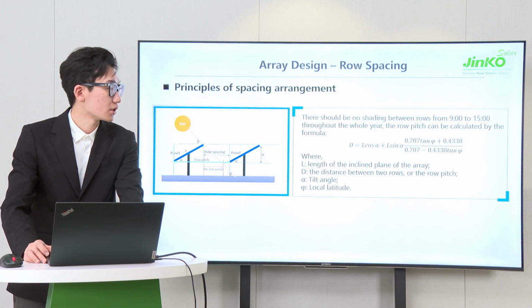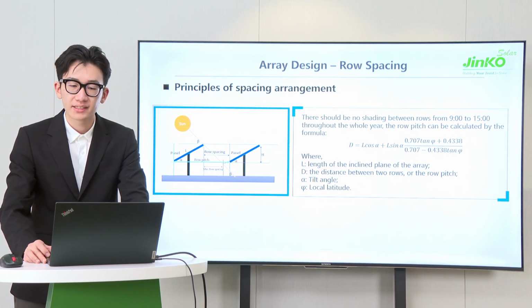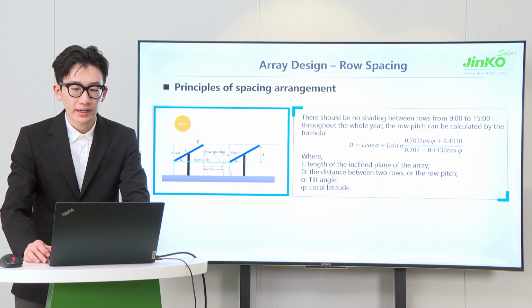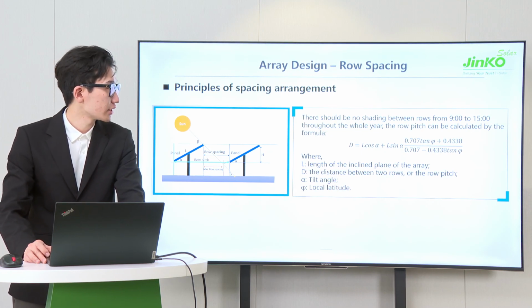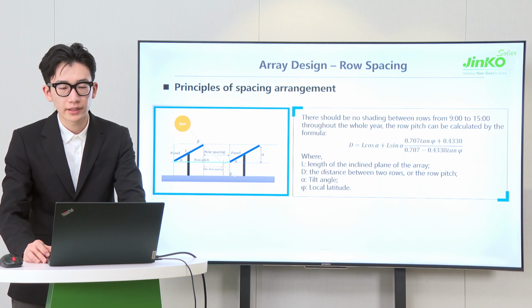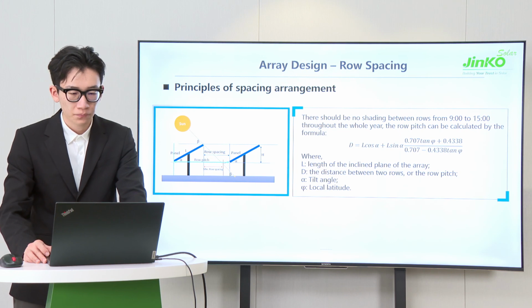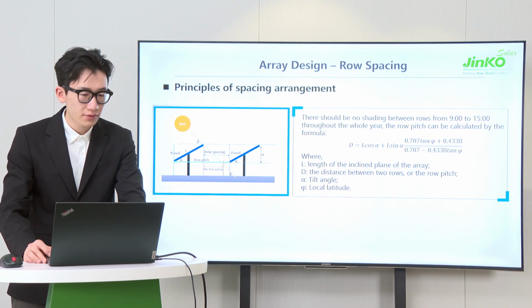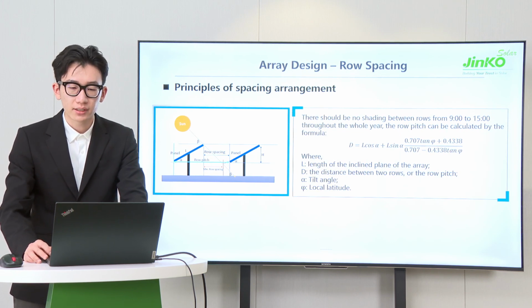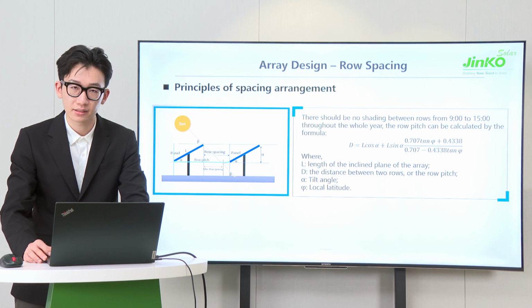Then we talk about row spacing. According to Chinese standard GB 50797, the array cannot be shaded from 9 o'clock to 15 o'clock. So the minimum row pitch can be calculated by the following formula. Increasing the spacing can further reduce the shading between rows and thereby generate more electricity. But the trade-off is an increase in land area, cables, and construction costs.